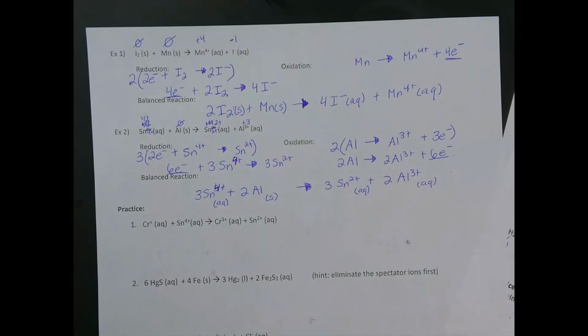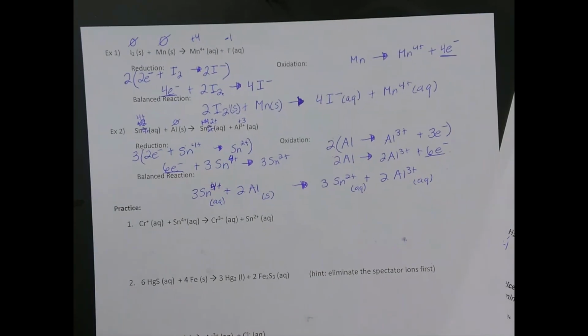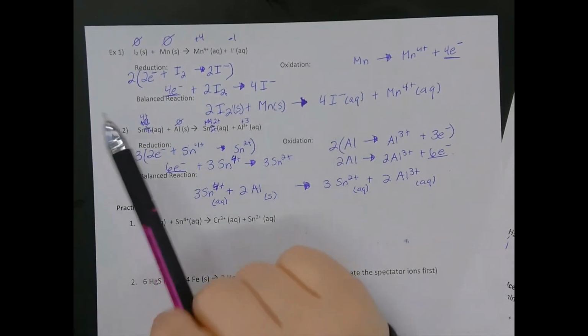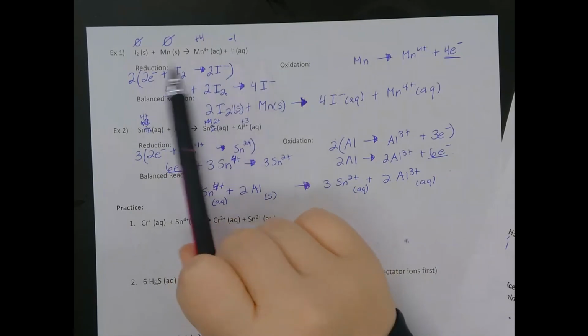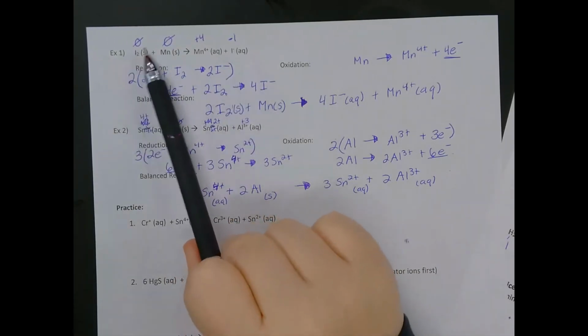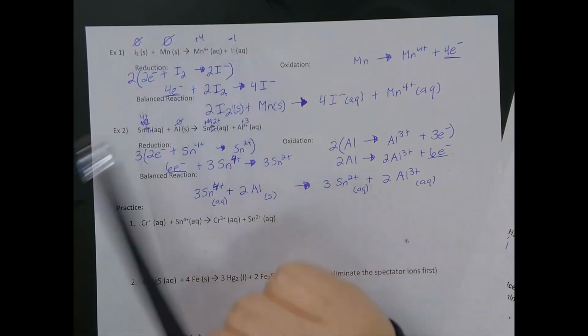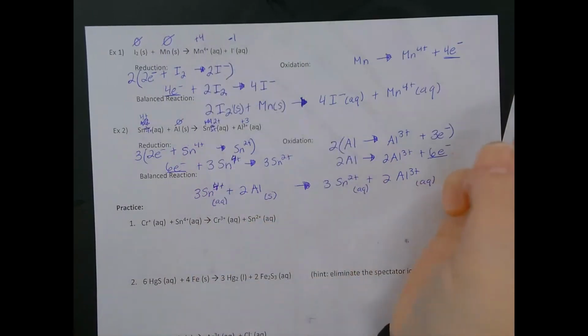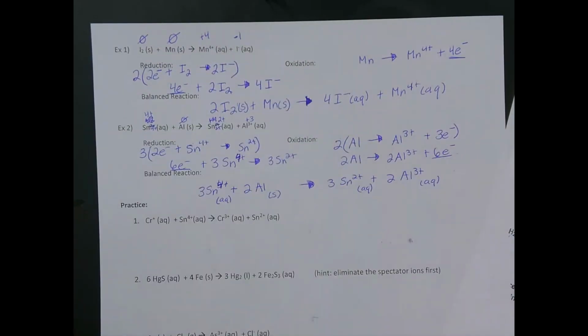Alright? So that's how we balance half reactions for oxidation reduction, and how we balance those reactions. If you're asked whether a chemical reaction is a redox reaction, you can always use your oxidation numbers to help you see if they're changing and identify a reaction as oxidation reduction.